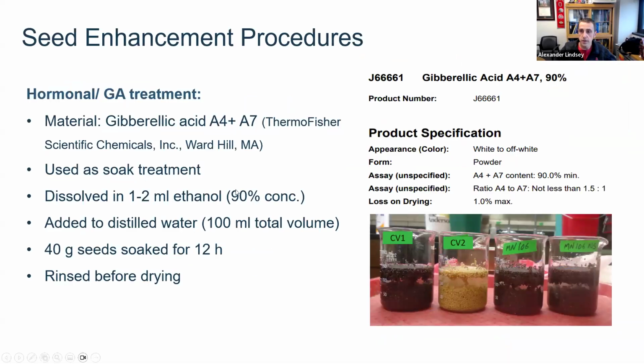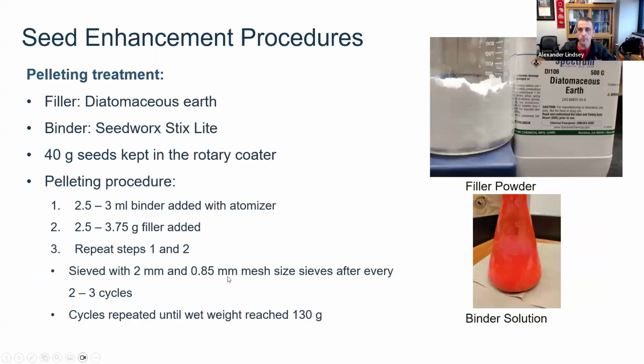For the hormone treatment, we again used gibberellic acid. We used a lower concentration of gibberellic acid solution in this experiment, and we soaked those seeds for 12 hours. We rinsed those seeds off after removal and then allowed them to dry before starting our treatments.